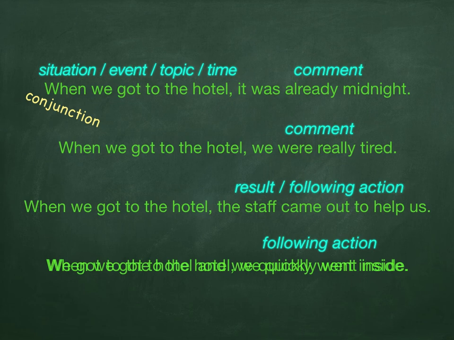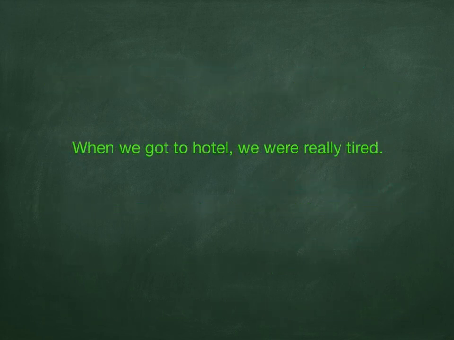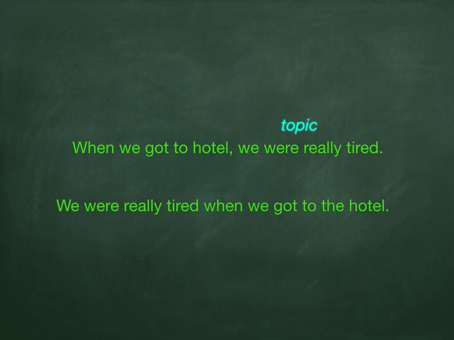Here's another way to say the same thing, but we've changed the conjunction when for the conjunction and. In English, we often put the topic near the end of the sentence. Generally, it's easier to hear that way. But in fact, we can also write this sentence this way, and the grammar is still perfect.